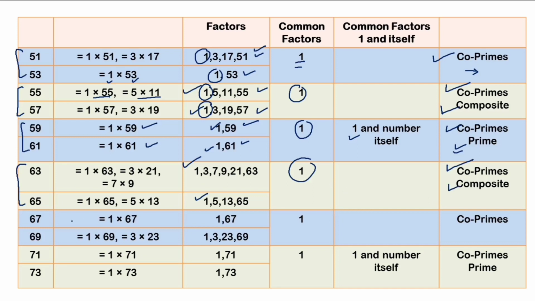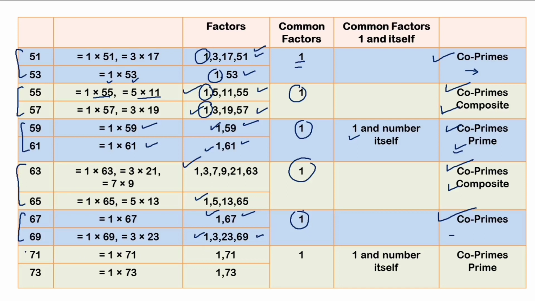Next is 67 and 69. Factors of 67 are 1 and 67. This is a prime number. Factors of 69 are 1, 3, 23 and 69. This is a composite number. The common factor is 1 only, so we can say co-primes. One is a prime number, the other is not, so we cannot say both are prime numbers.